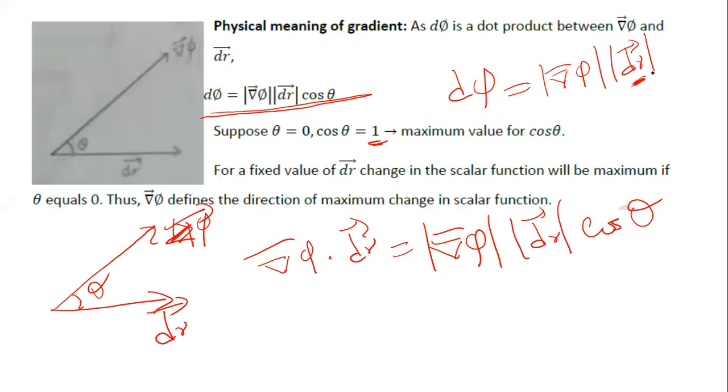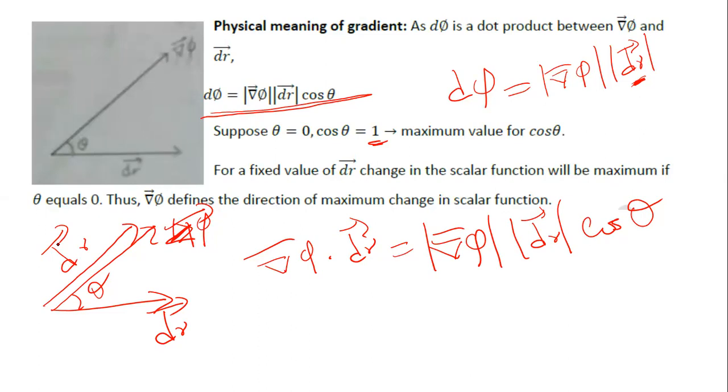So what is the condition when theta is 0? The condition when theta is 0 means your dr vector and your grad phi vector are along the same direction. That means when you consider change in position vector, that is your dr vector, along the direction of your grad phi, then the function phi will undergo maximum change when you consider changing your position vector along the direction of your grad phi.